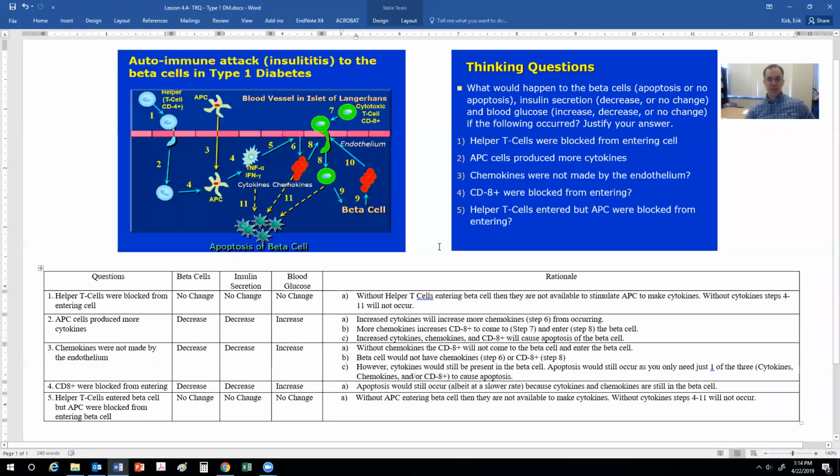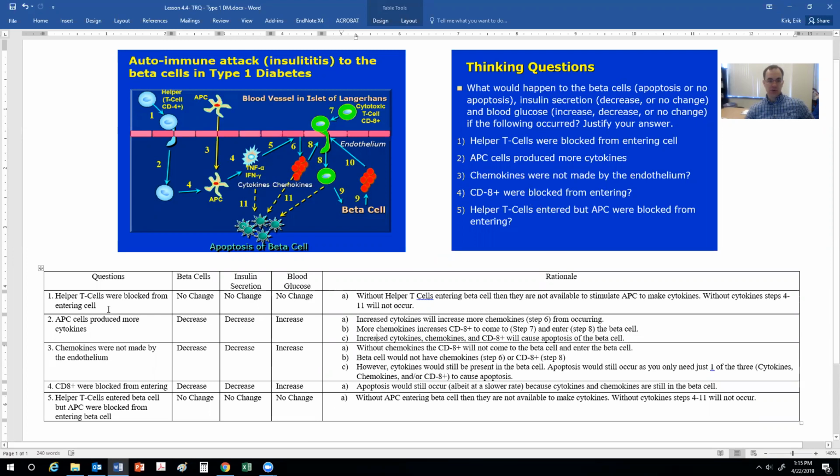All right, everybody, this is the Think and Review question review over type 1 diabetes, the apoptosis of the beta cell. So what you have here again is the slide, the questions, and then I have the answers below for you to check. The first one here is what would happen to the beta cells, the insulin secretion, and blood glucose levels if the following occurred.